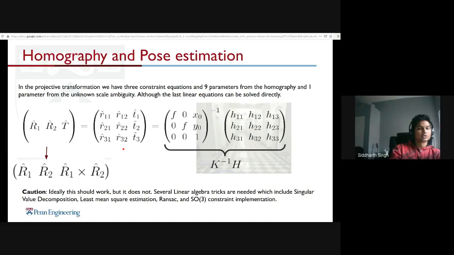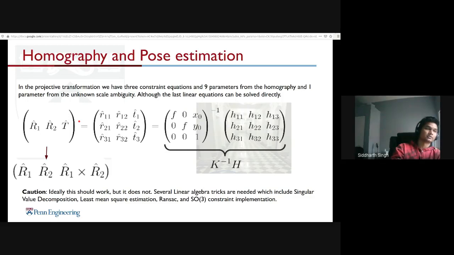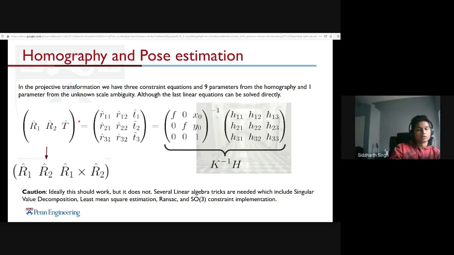What is the SO3 constraint that helps us, and in what way will it help us if I get, say, R1, R2, T? Suppose we did get R1, R2, T, right? What is the SO3 constraint that will help us give R3? R1 cross R2. What is the constraint? The rotation matrix should be orthogonal with determinant 1. Right.